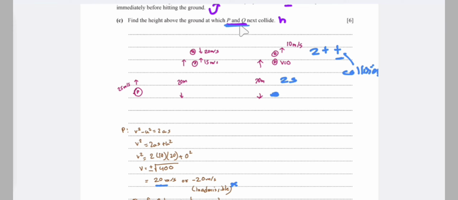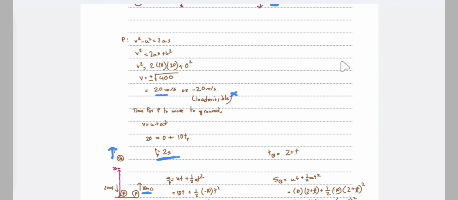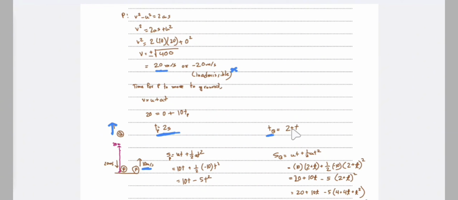That is the next collision between P and Q. So this t is the time for the next collision between P and Q, and 2 seconds is for P to reach the ground. So Q is moving upward with a time of 2 seconds. This 2 seconds is the time for P to reach the ground, plus an additional time t for the time of collision.